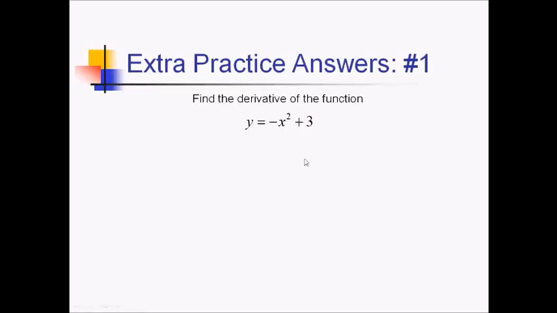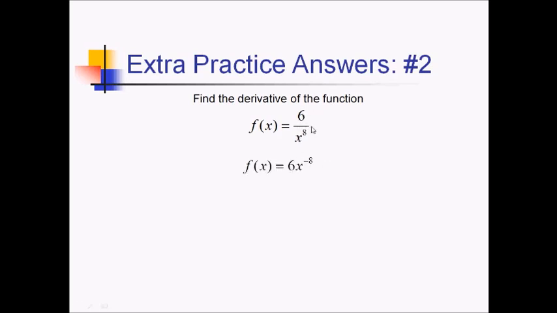To find the derivative on this one, we can just go left to right using the power rule. This first one will just have negative 2x, and then the derivative of 3 is just 0 because that's a constant, so we're done.